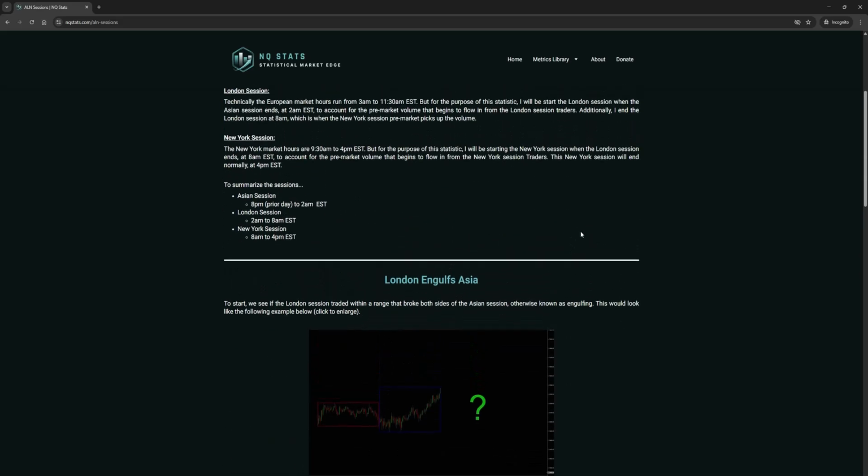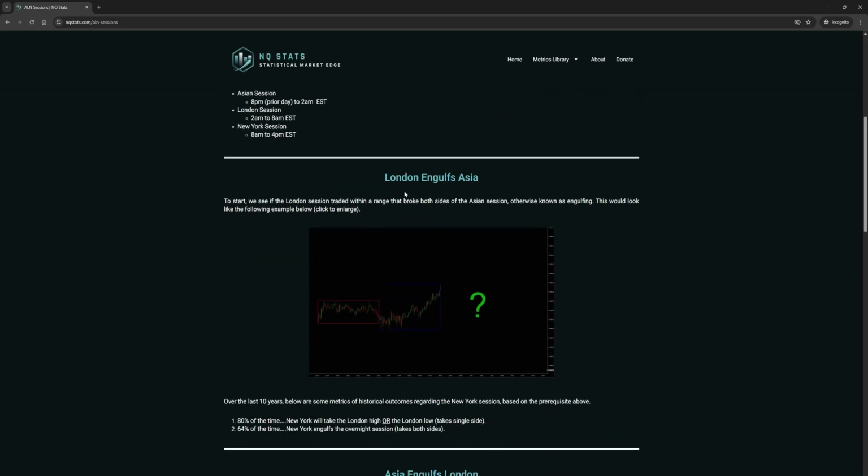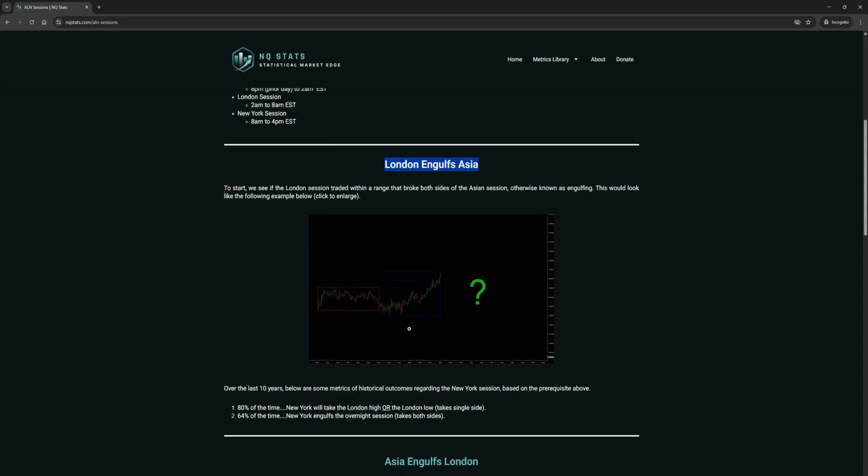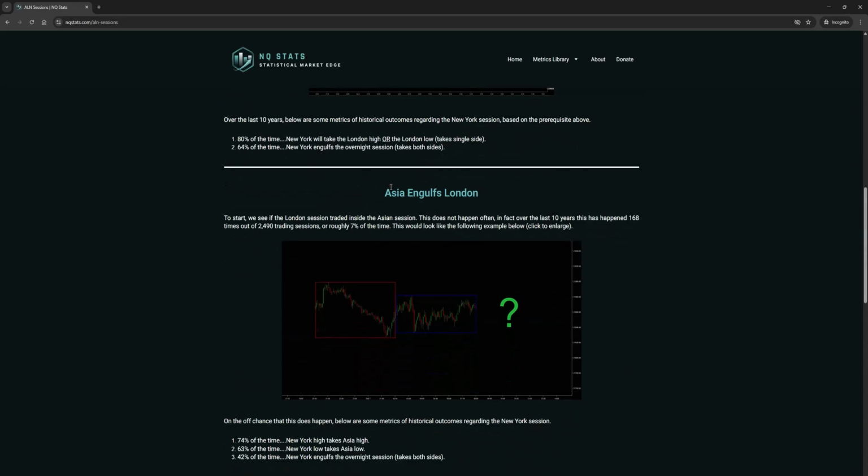Now, getting into the four components of this, you'll have London engulfs Asia. That's where London takes both sides of the Asian market. What will New York do? Then you have where Asia engulfs London, so the opposite. London will trade and stay inside the Asian market. What will New York do?